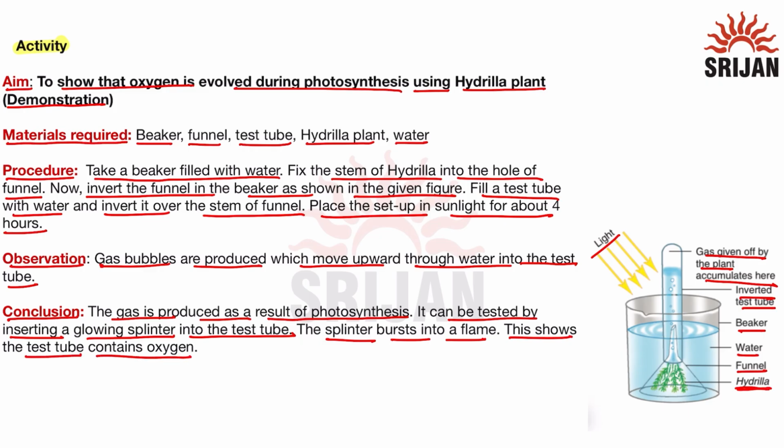So oxygen is formed as a byproduct of photosynthesis when the plant performs photosynthesis in the presence of light. So this experiment shows that oxygen is evolved as the product of photosynthesis when the plant performs this process in the presence of light, and this shows that oxygen is evolved during photosynthesis. I hope you understood this topic well.